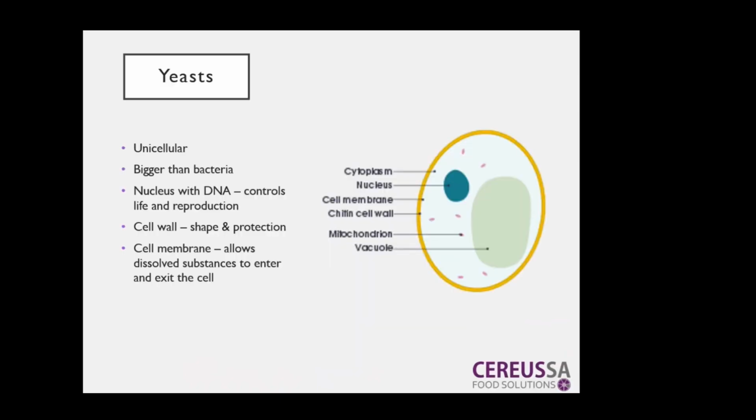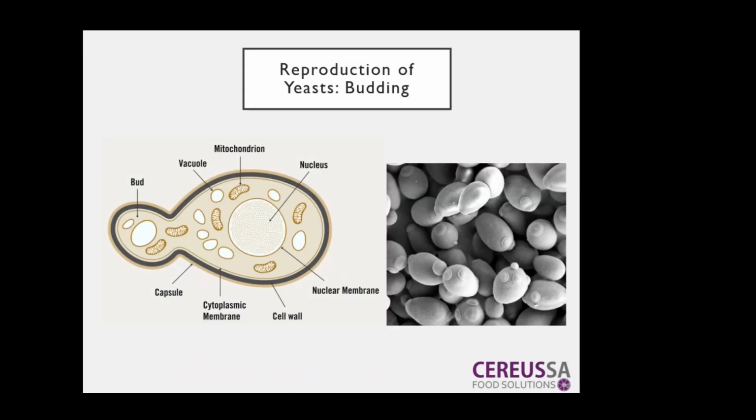Let's have a look at yeast cells. Yeast cells are very similar to bacteria cells in that they are unicellular. They are a little bit bigger than bacteria cells. They also have a nucleus with the DNA, which also controls the life and reproduction. They also have a cell wall, which is there for shape and protection of the cell. It also has a cell membrane that will allow dissolved substances to enter and exit the cell.